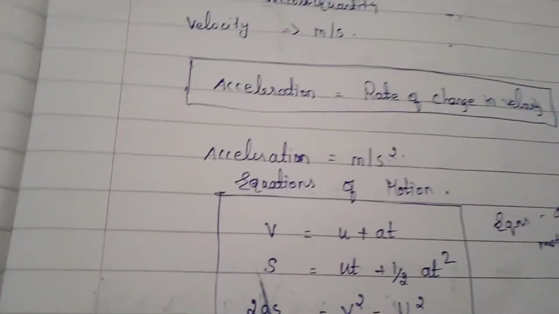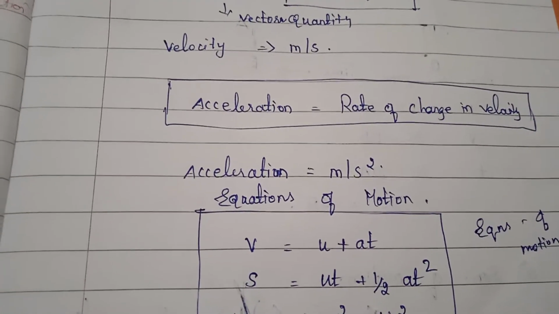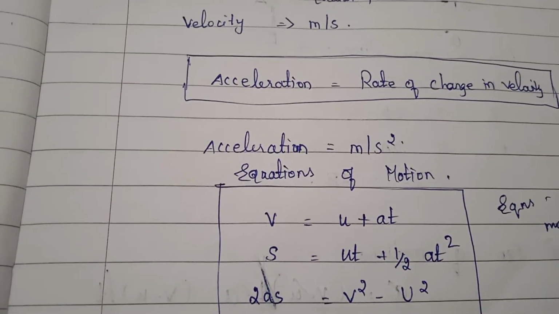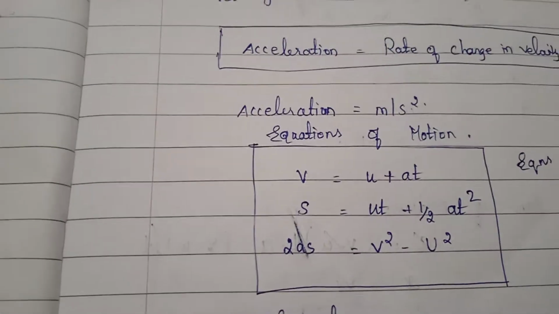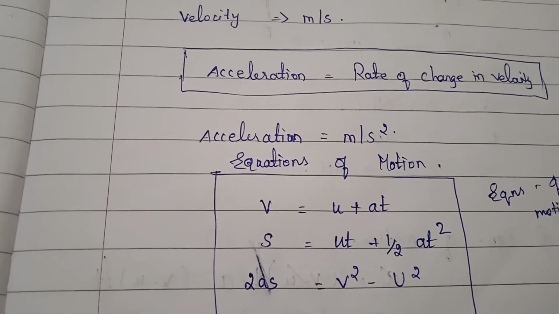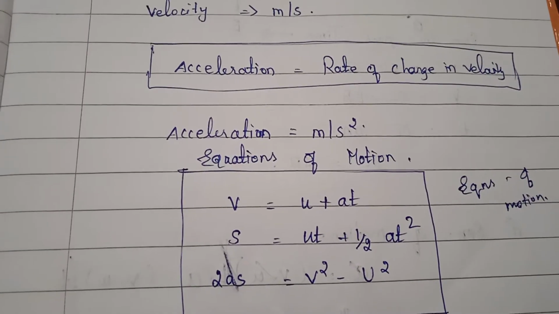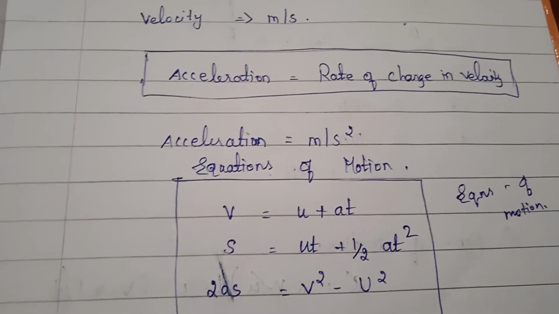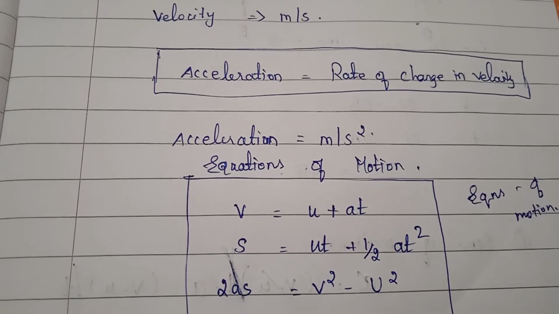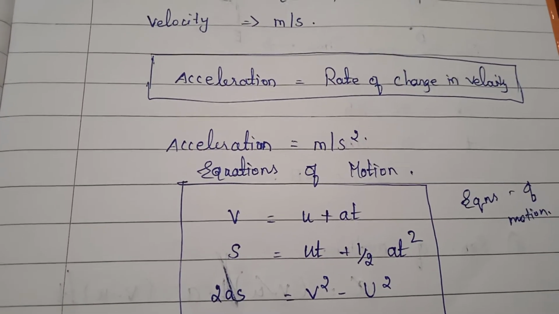So see, the first equation, v is equal to u plus at. Second equation, s is equal to ut plus half at squared. Then the third equation, 2as is equal to v square minus u square. So these sets of equations are called equations of motion. So now we are going to derive these three equations by a graph.